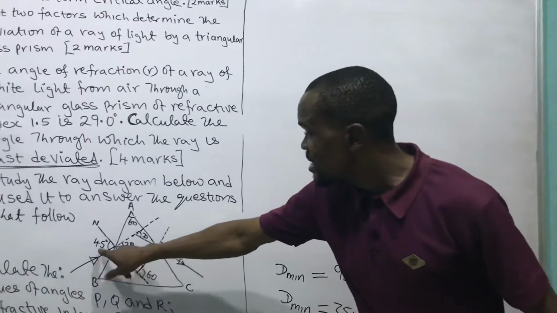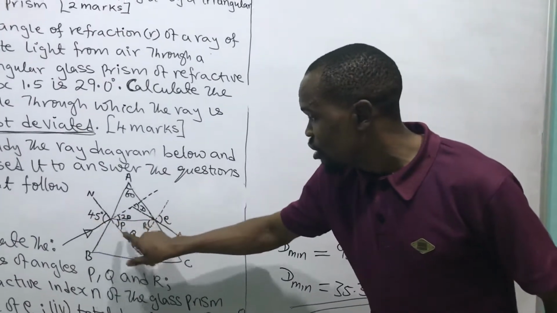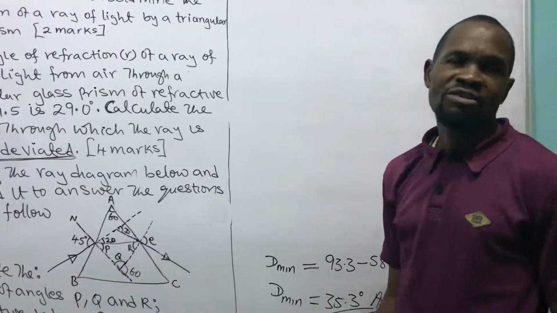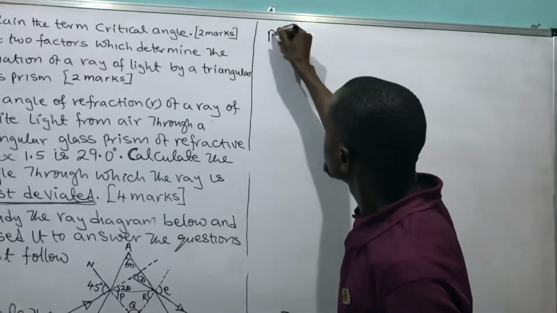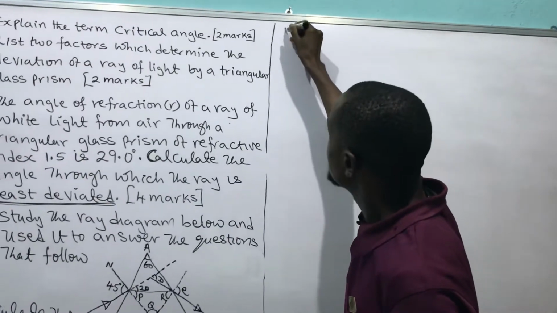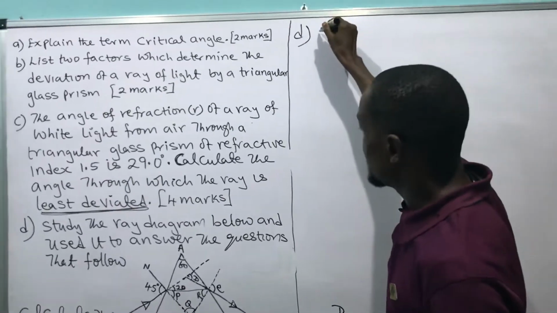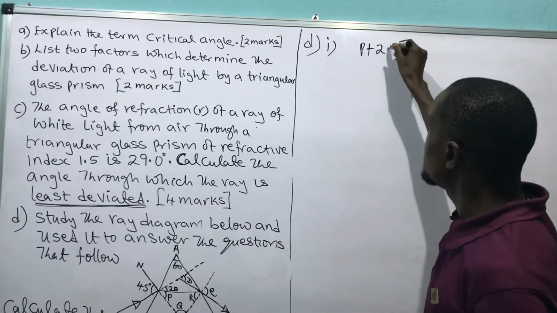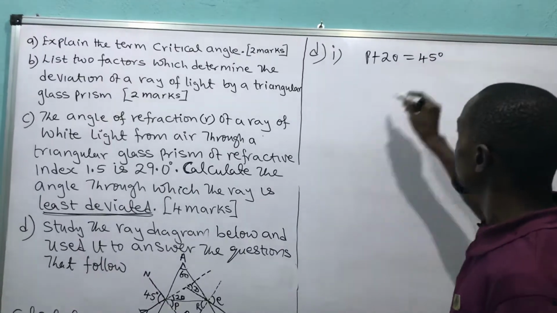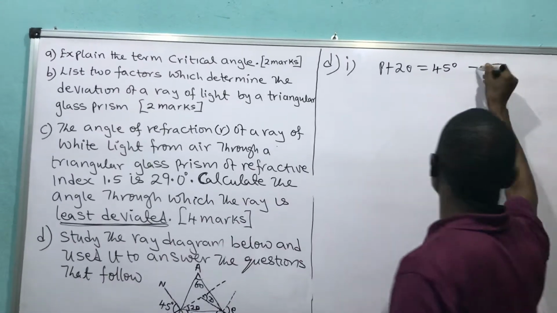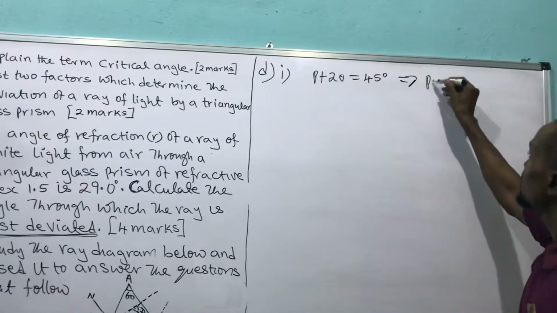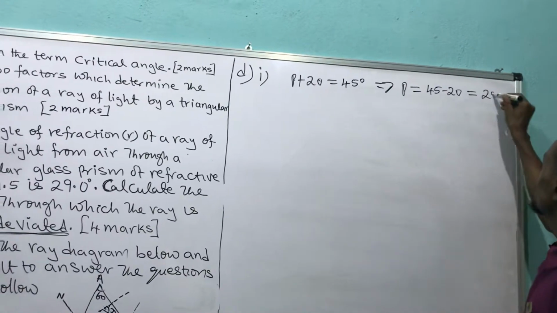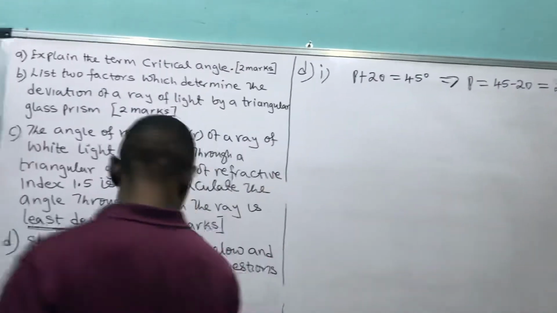Watch it. If I look at this now, I can say 45 degree equals P plus 20. What's the reason? Vertical opposite angles. I'm answering question number D now. I can say P plus 20 is equals to 45 degree. This implies that P is equals to 45 minus 20, and is equals to 25 degree. I've gotten my P, which they say I should find.